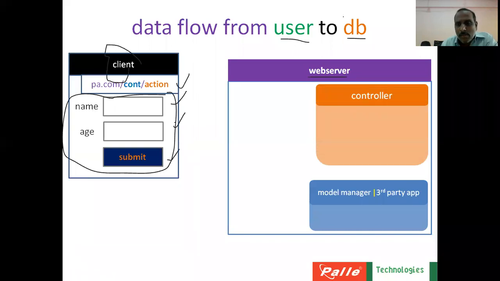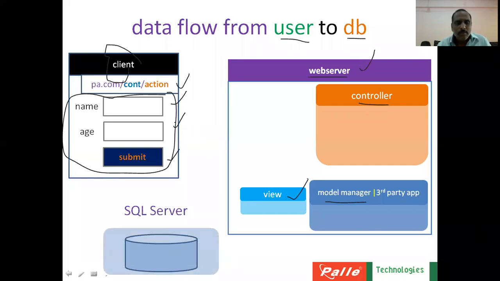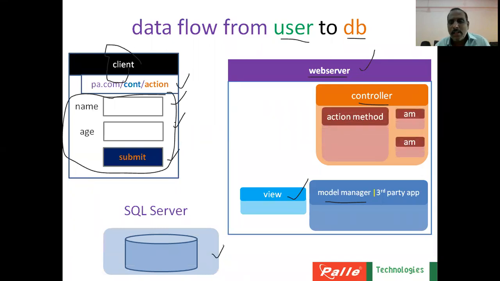Now as usual, my MVC application, which is hosted in the web server, will have a model manager, and it will also contain a controller and a view. Apart from that, the database is also there. Every application will be dealing with a database. That is where your data will be residing. We also know that the controller will have n number of action methods. Action methods are special purpose methods. We will talk about the action methods later.